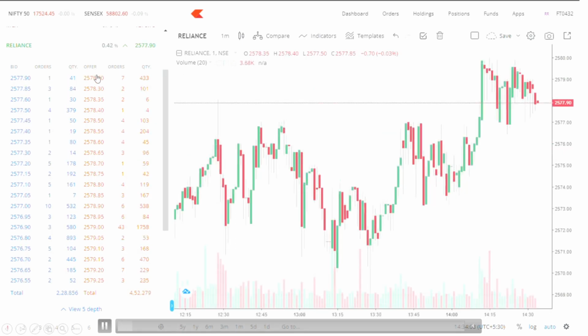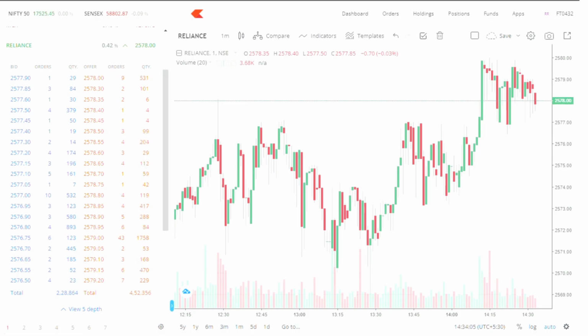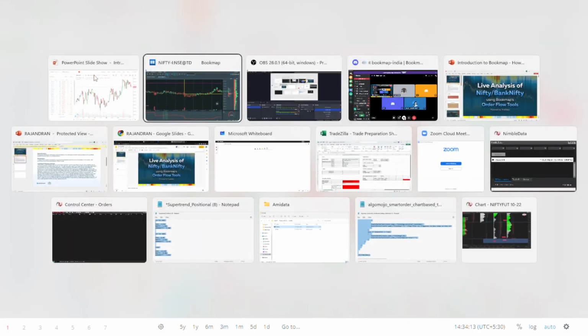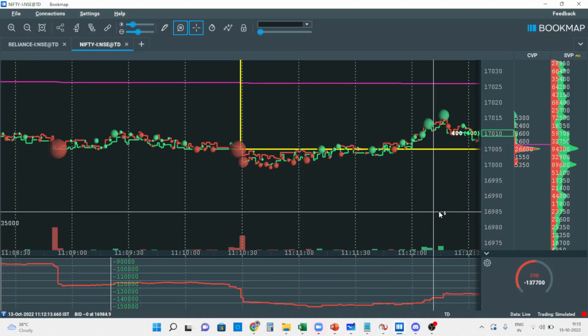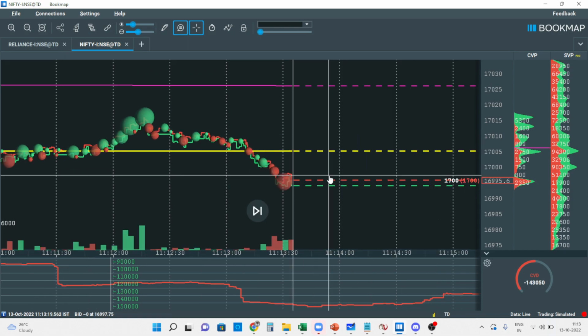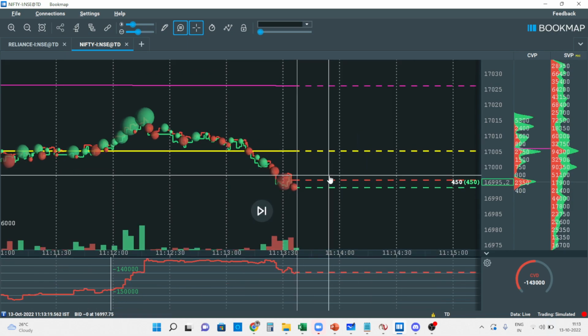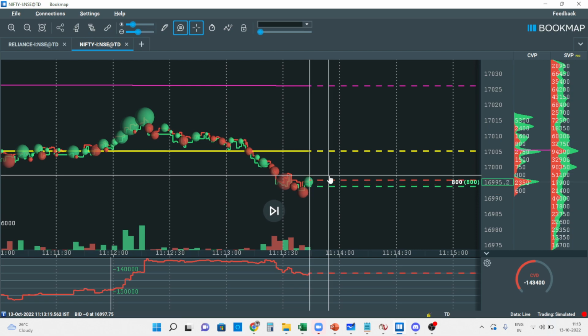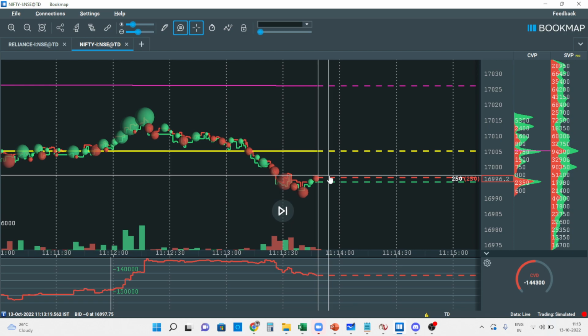Right. So what Bookmap shows for the Indian market is the nearest top bid and the top offer in the form of lines. So let me go back to the lines here. So these are the lines. Whenever the price is hitting the green line, sellers are the ones coming and initiating the price. If the price is hitting the red line, that means the buyers are coming and initiating the price action.